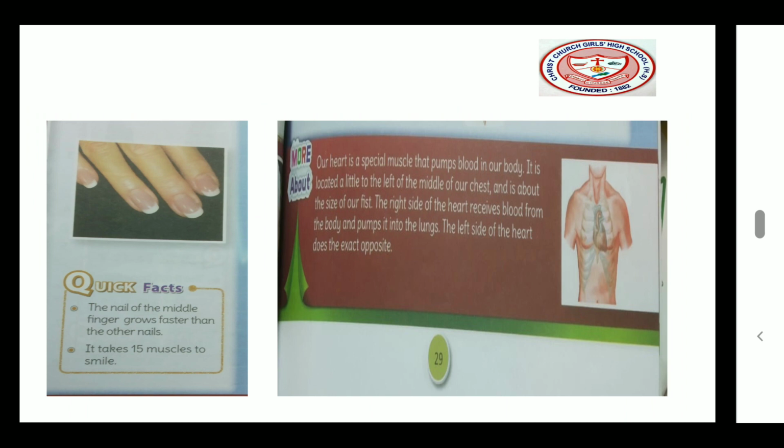Quick facts. The nail of the middle finger grows faster than the other nails. It takes 15 muscles to smile. More about our heart. It is a special muscle that pumps blood in our body. It is located a little to the left of the middle of our chest and is about the size of our fist. The right side of the heart receives blood from the body and pumps it into the lungs. The left side of the heart does the exact opposite.